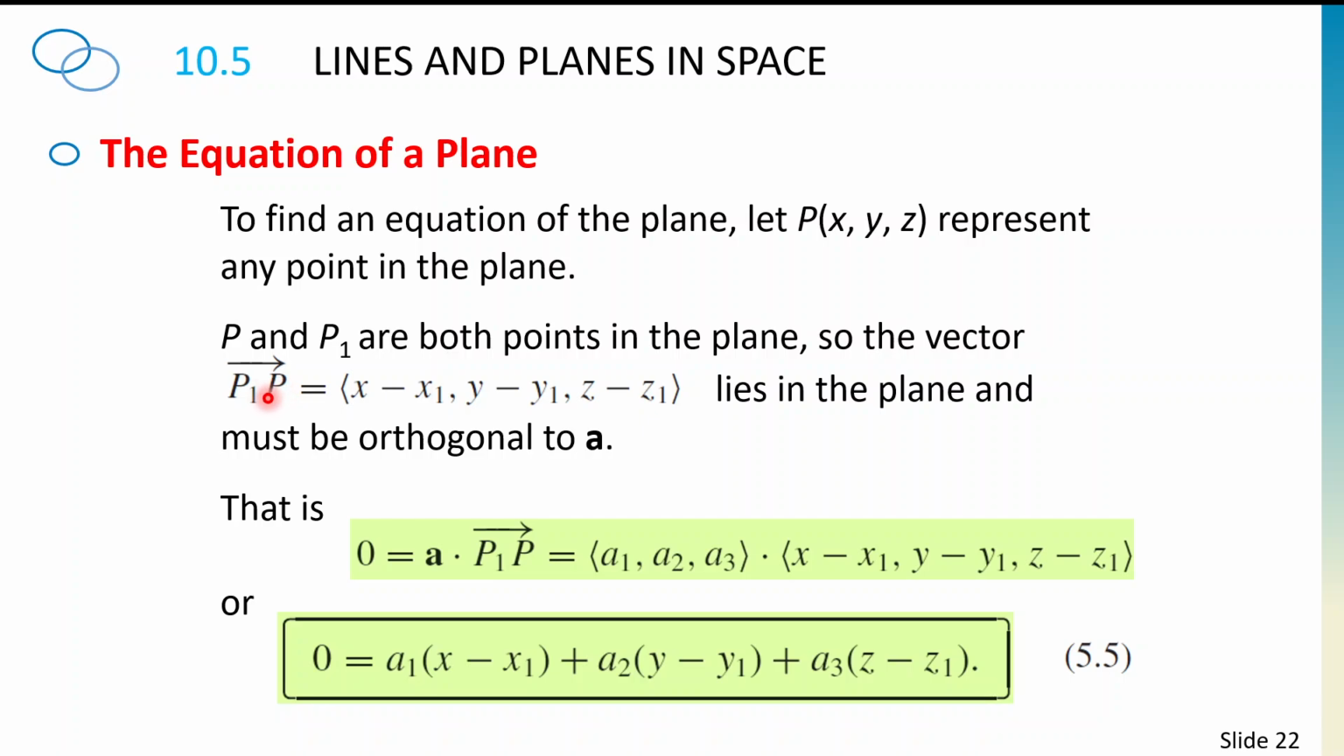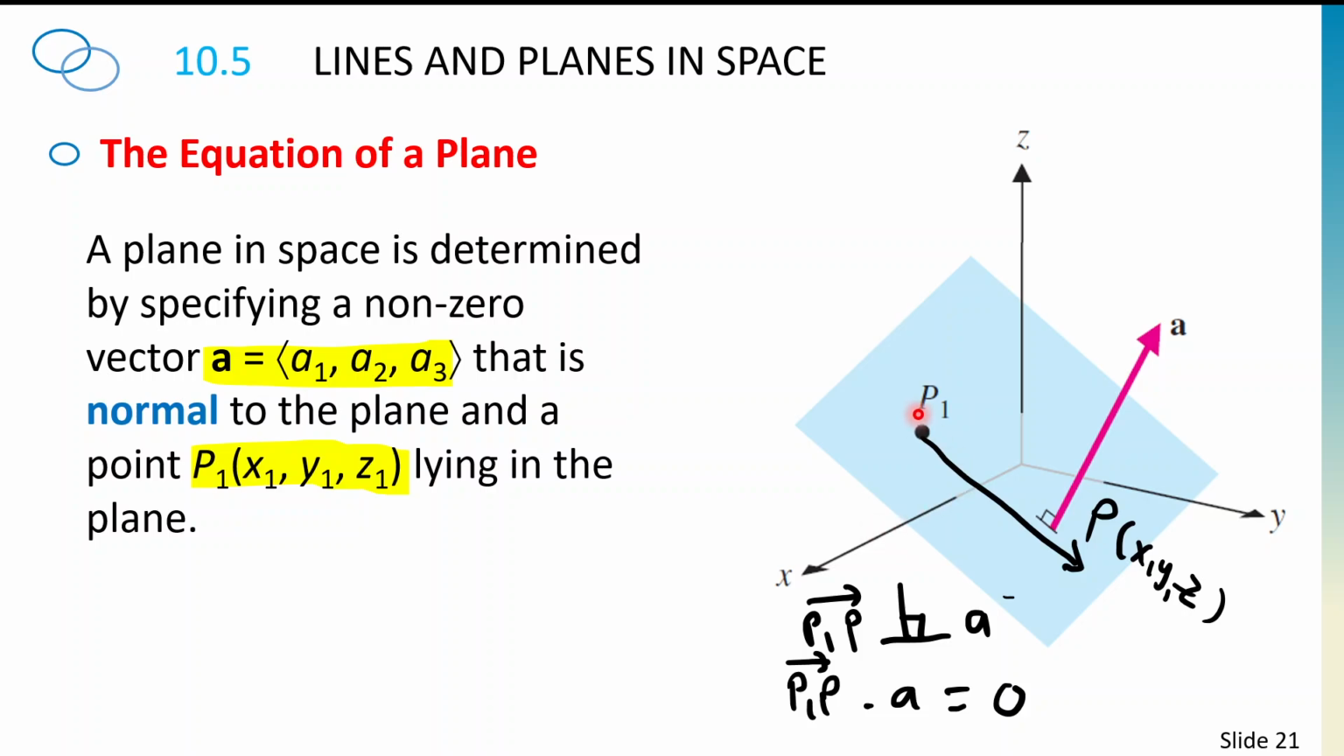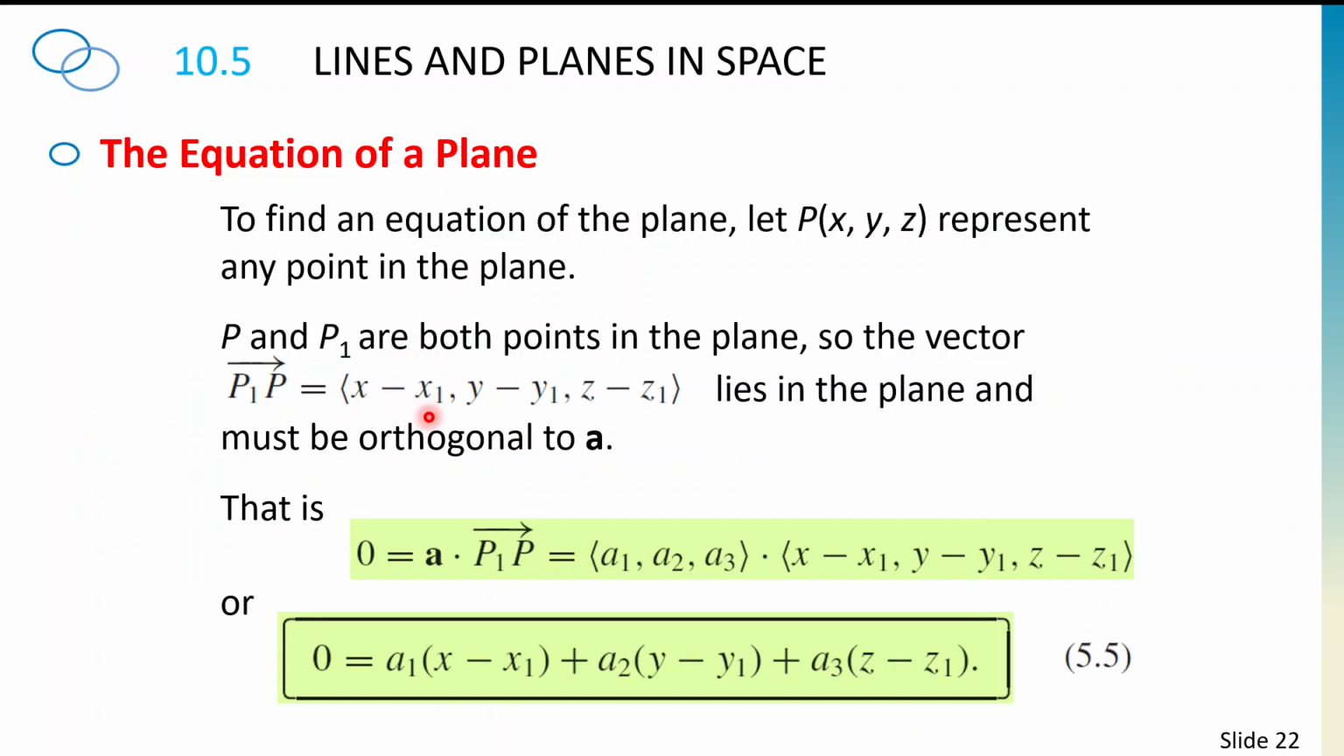So the first vector is P1P. We did it normally. P1 is x1, y1, z1, and P is x, y, z. So P1P will be x minus x1, y minus y1, z minus z1. Just terminal minus initial.